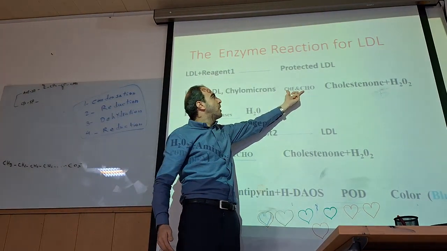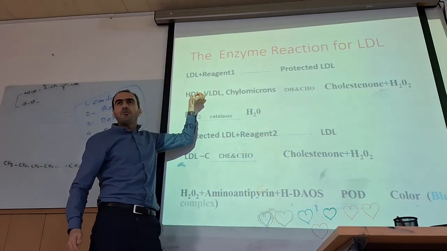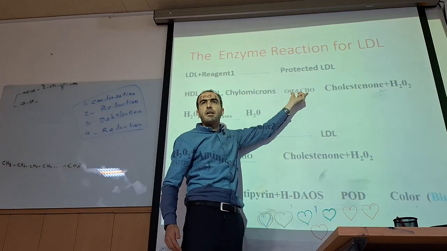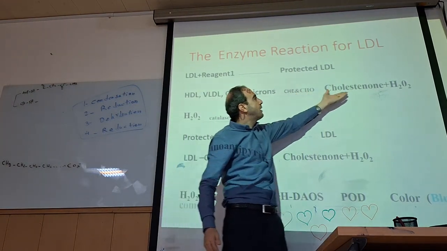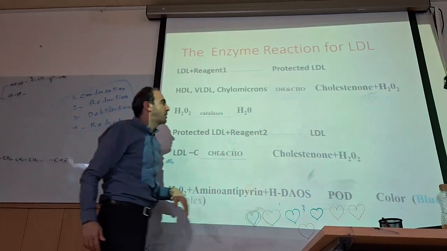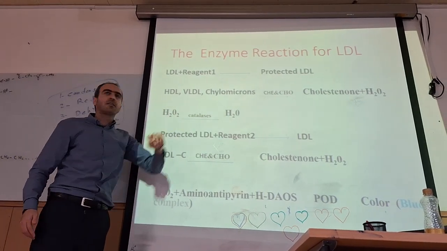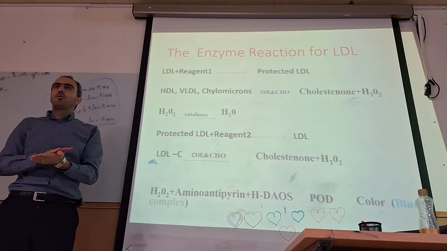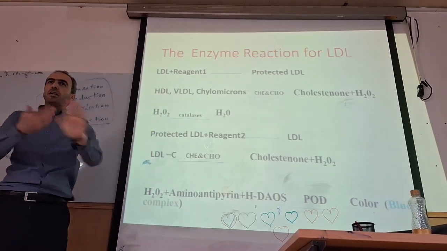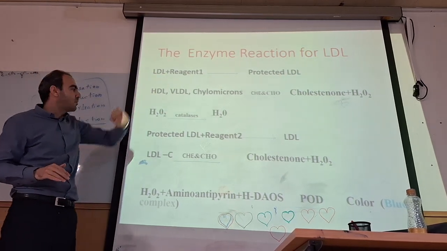We have two enzymes, cholesterol esterase and cholesterol oxidase. After destruction of these particles, we destroy their cholesterol content and it becomes cholesterol and H2O2. Okay? This is the first point. And then this H2O2 is converted by catalase to H2O. So all the cholesterol content of HDL, VLDL, and chylomicron is destroyed. What remains for us? LDL cholesterol.